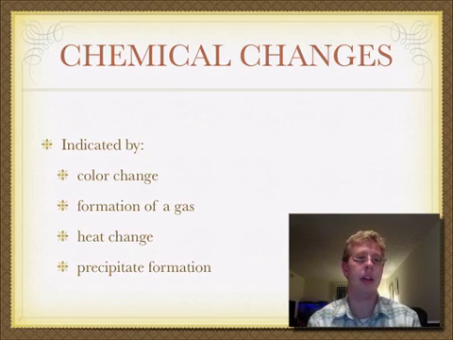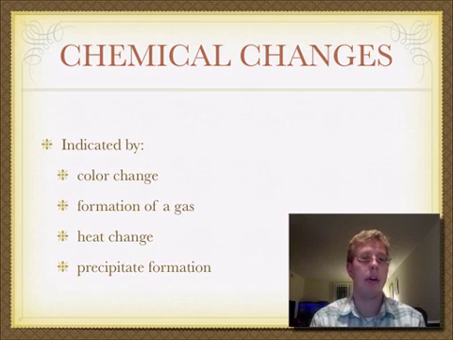Chemical changes, on the other hand, completely change the matter from the reactants to new matter as products. And indicators for this include drastic color change, formation of gas, a change in heat, whether it gets hot or cold, or the formation of a precipitate.